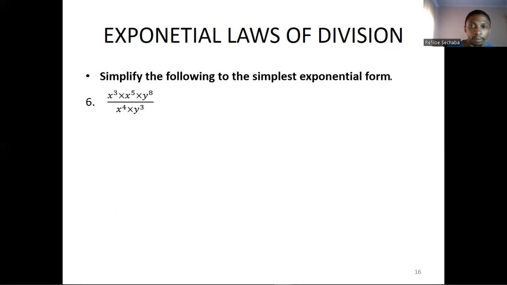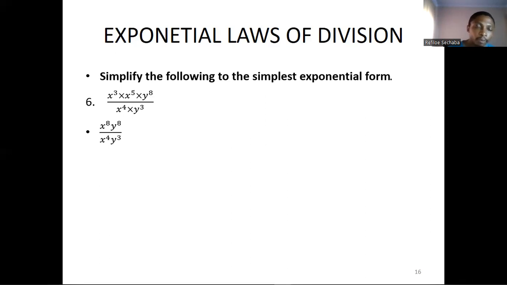Do this one quickly. Remember, before you apply the exponential law of division, you start with the exponential law of multiplication. You first have to multiply your numerators and the denominators. What do you get in the numerator? X to the exponent of 8. Brilliant. And then y to the exponent of 8 will be in the numerator. In the denominator, you still have x to the exponent of 4 times y to the exponent of 3. Simplify that. What are you going to have?